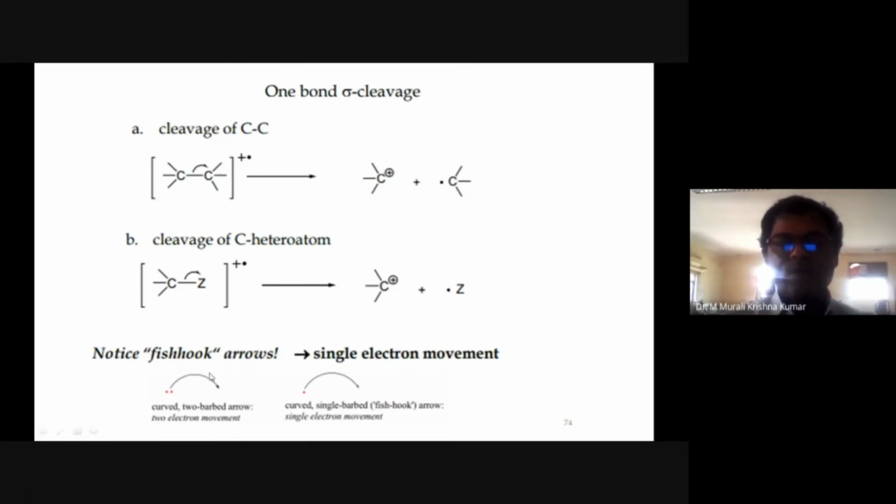Usually we represent movement of a single electron via a curved single-barbed arrow, a fish hook. What is the meaning of fish hook? If you represent an arrow like this, it means a pair of electrons are moving from bond to bond. But when only one electron has to move, we use a single-barbed arrow or fish hook. Fish hooks look like this, so a representation like this will be given.